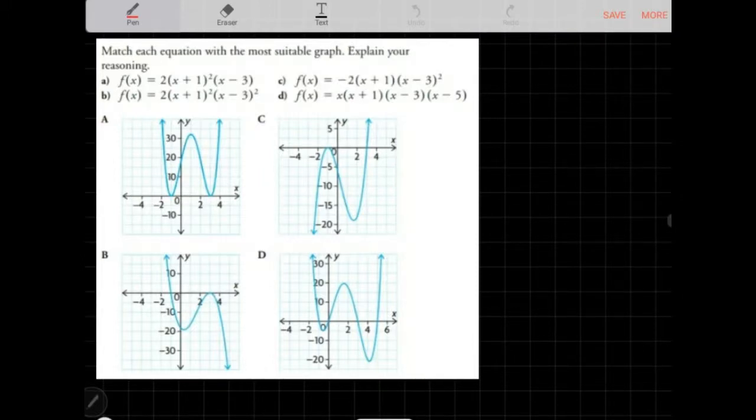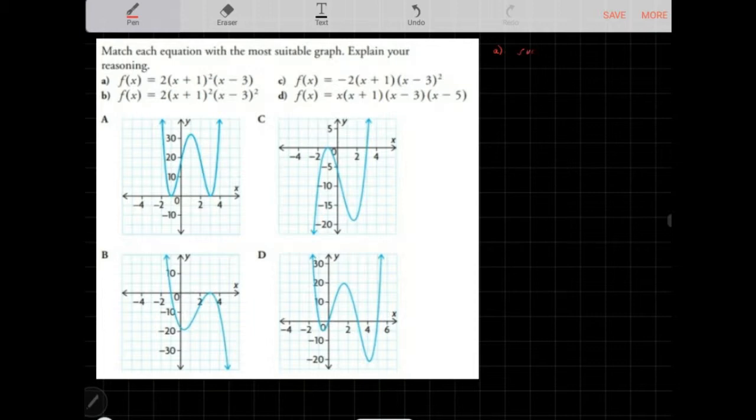All right, let's match each equation with the most suitable graph. Explain your reasoning. Right, so part A, we have f of x is equal to 2(x plus 1) squared (x minus 3). Now here, in order to match the sketches, we need to look at the order or the multiplicity of each root, right? So if we look at part A, I'm just going to write some of the characteristics down, right?